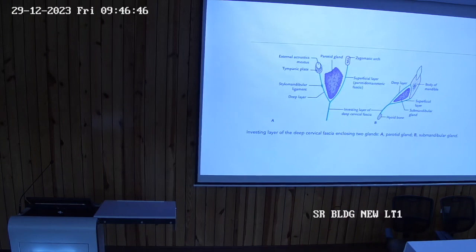So it's a modification of investing layers, pretracheal layers, prevertebral layers. So investing layers. Right, they can also ask it another way, and they can ask about the deep cervical fascia too. So you should know these questions.